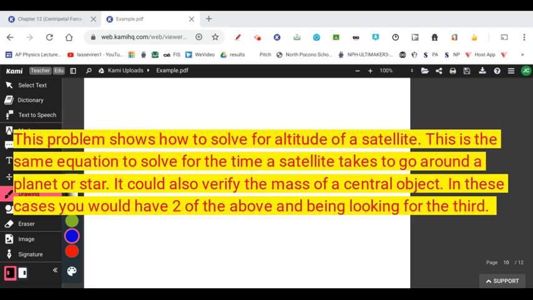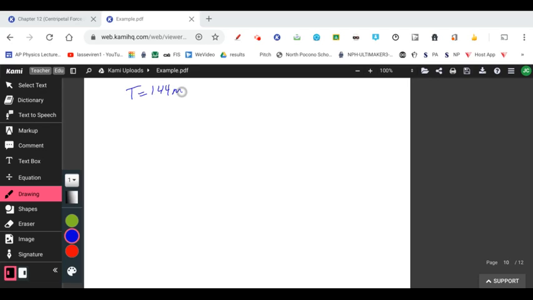An example of this problem would be something like a satellite takes 144 minutes, time equals 144 minutes, to travel around the Earth. How high is it? What is the altitude of it? Something along those particular lines. Let's, for the sake of argument, say that this is traveling around Earth, and we're looking for the altitude. And I'll talk about the difference between altitude and radius as we're going through this particular problem.